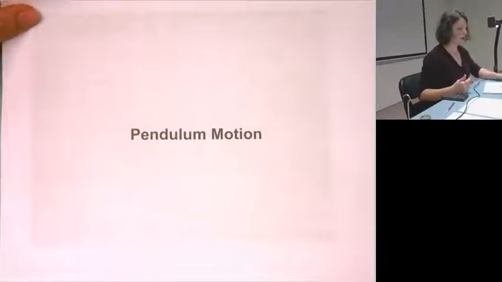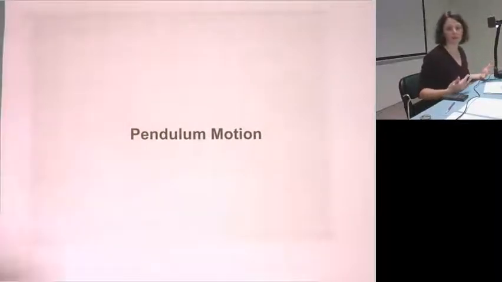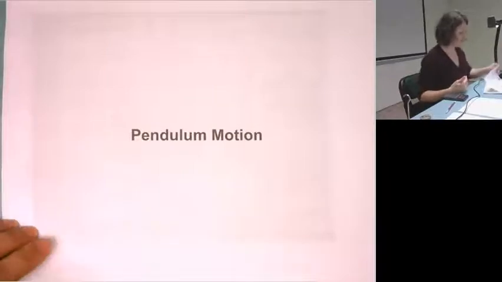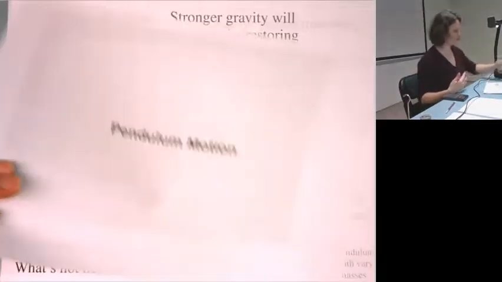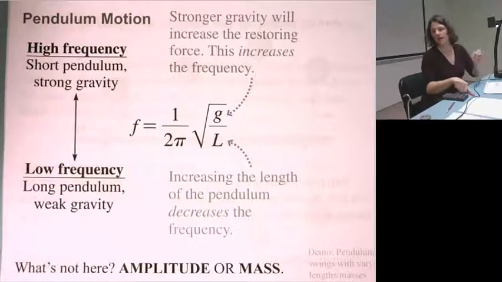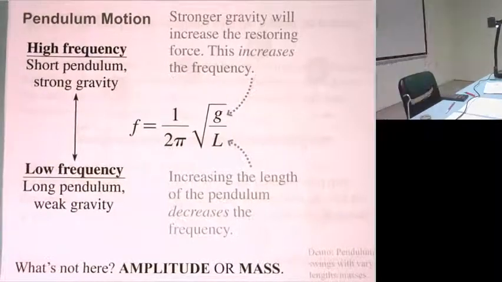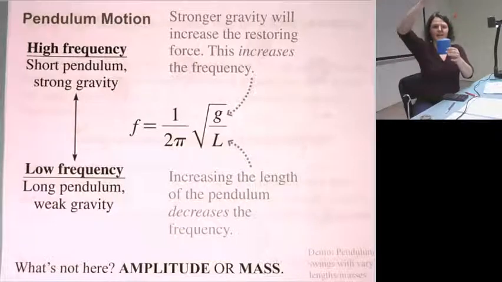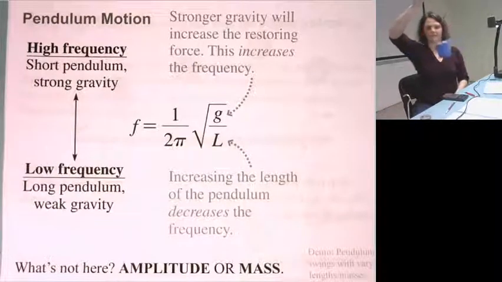All right, so we got springs. We've talked about springs. Now let's talk about a pendulum. So a swing is a pendulum. A pendulum is just something that goes back and forth on a string. So here's my pendulum. It goes back and forth on a string, just like that.